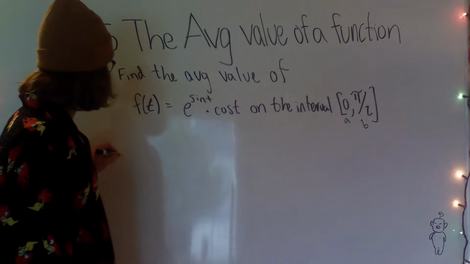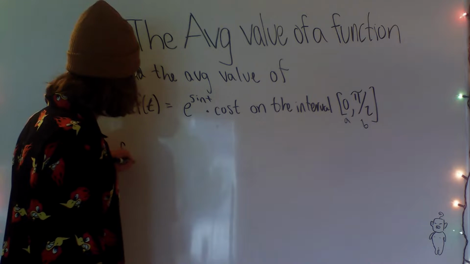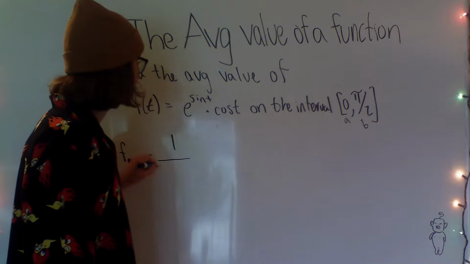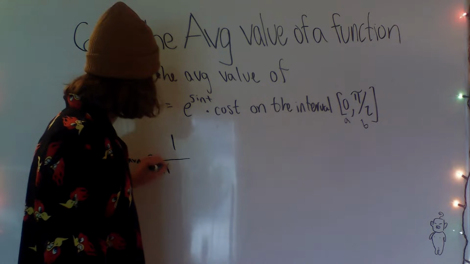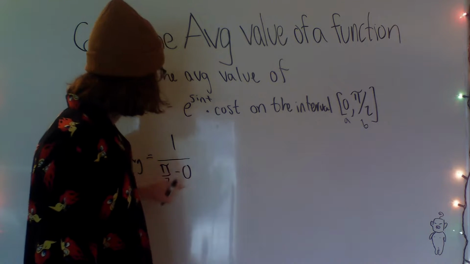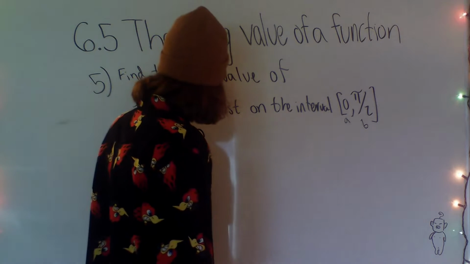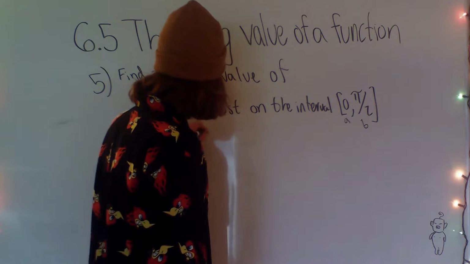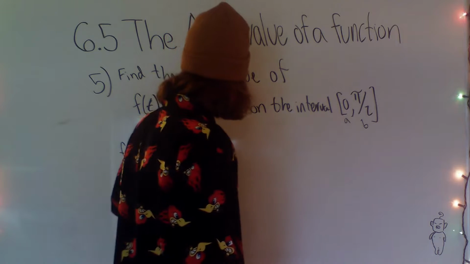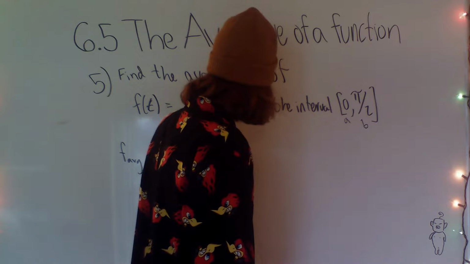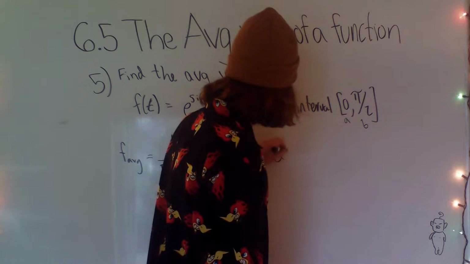So we start up and we say that f average is equal to 1 over pi over 2 minus 0, which is just going to be 1 over pi over 2, which is 2 over pi, times the integral from 0 to pi over 2 of e to the sine t times cosine t dt.